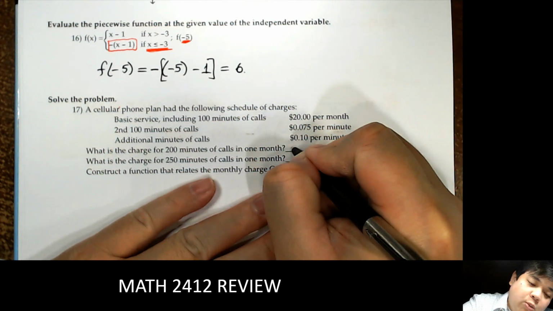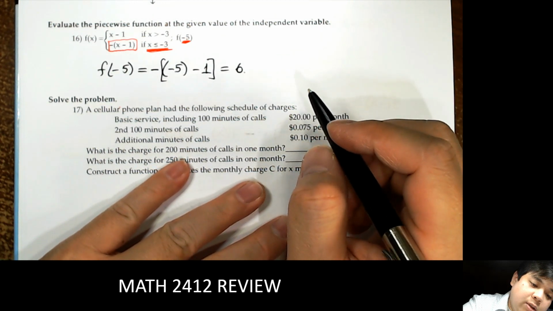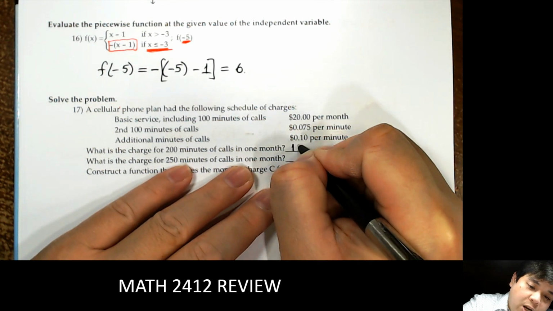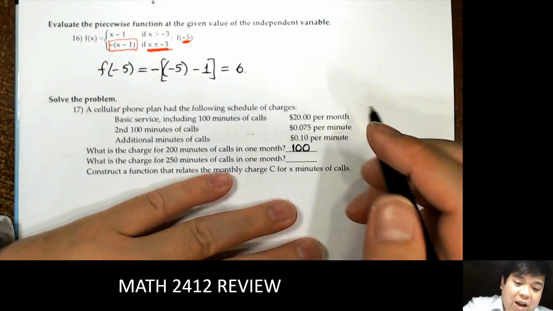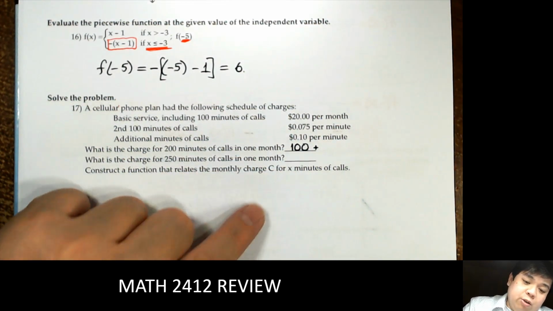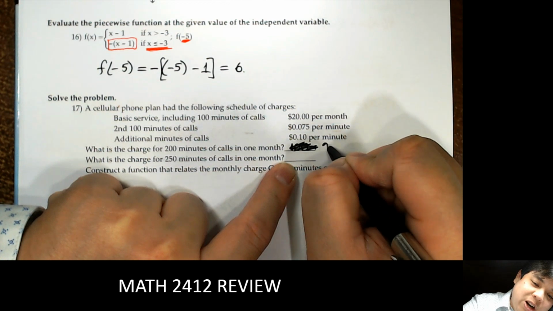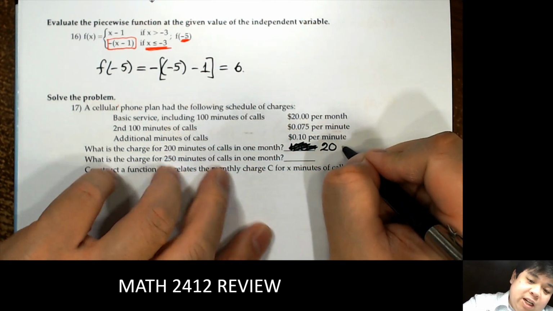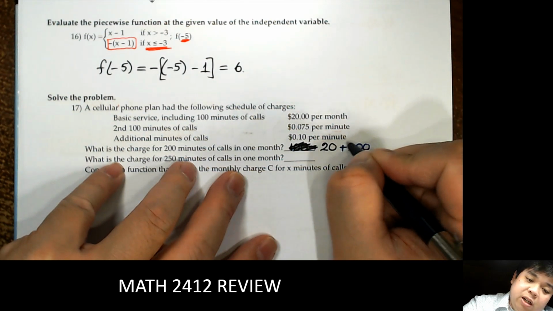So for the first 100 minutes, we start with 100 regardless. And then starting from the minute right after 100, it's going to be with this rate. I should say the first 100 is $20, sorry. It's $20 for the first 100 minutes. And we have 200, meaning there will be 100 minutes over. And for those 100 minutes, we have to pay at this rate.